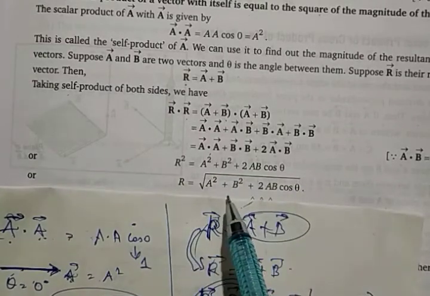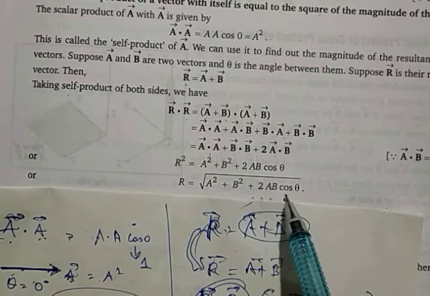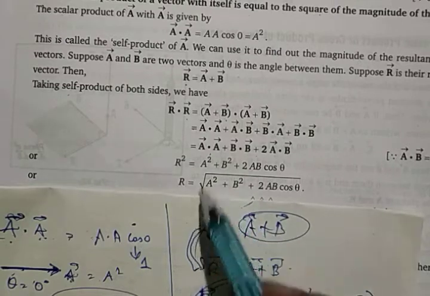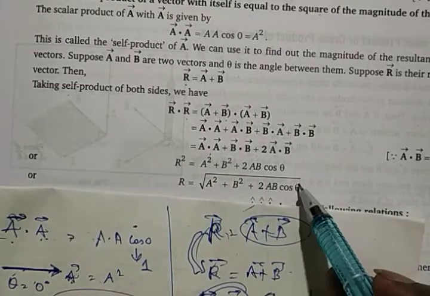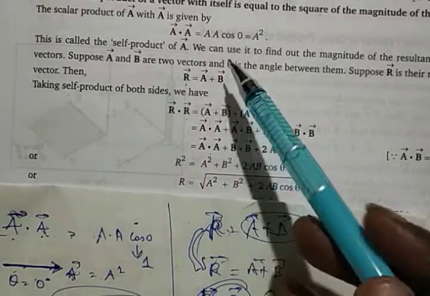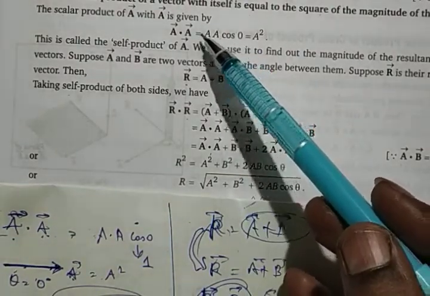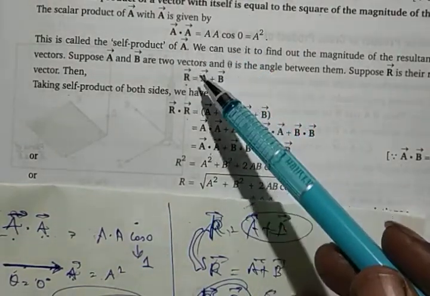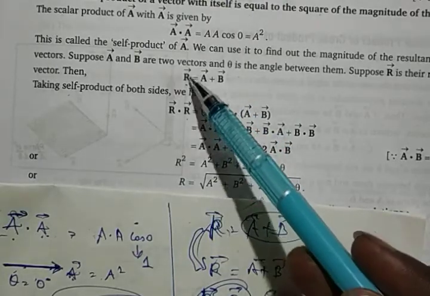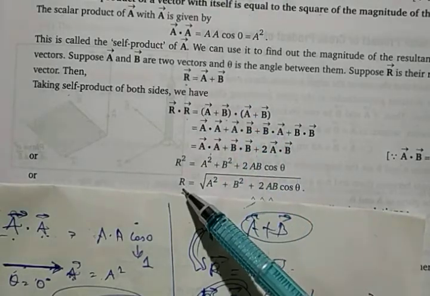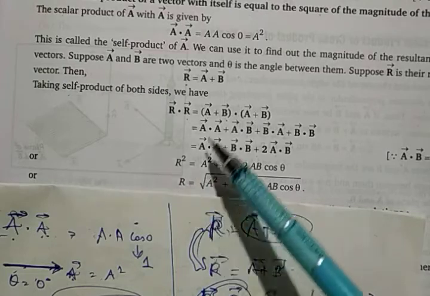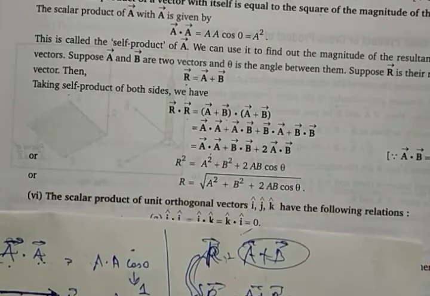Or r is equal to under root of a square plus b square plus 2ab cos theta you will get. So that is also a possibility of the extension of this one. Two product, whenever it is there, it could be extended to r and r. Putting together, you get a scalar again here. R square is a scalar here, which could be multiplied in this way.